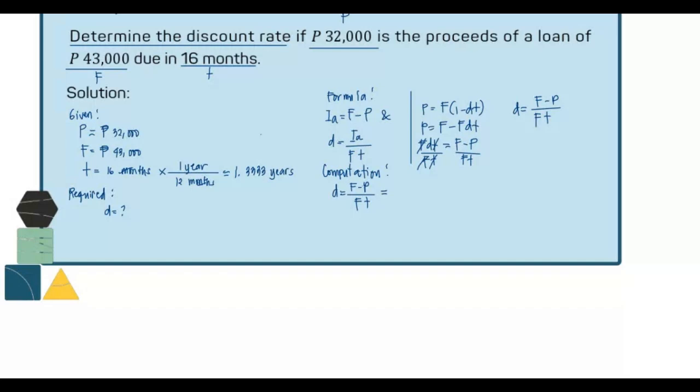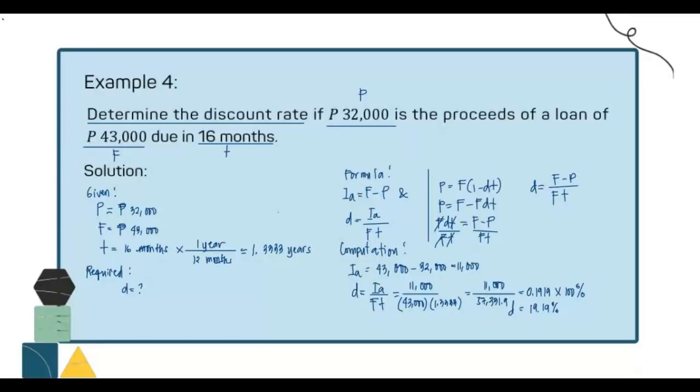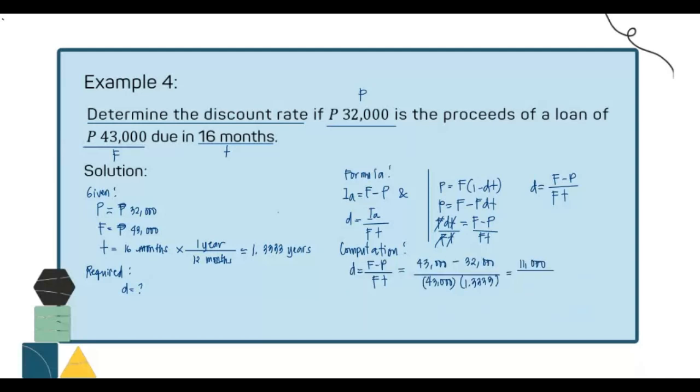And then, yung F natin there is again 43,000 minus yung P natin, which is 32,000, divided by Ft. So yung F there is 43,000 times our term, which is 1.3333. And then yung 43,000 minus 32,000 is 11,000. And then divide this one with 43,000 times 1.3333. And then this is the value that we actually got kanina. So it's going to be 57,331.9.